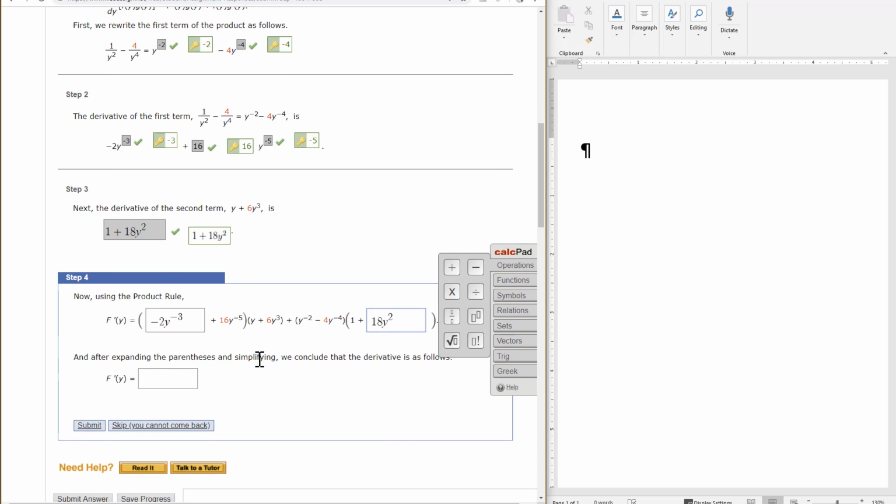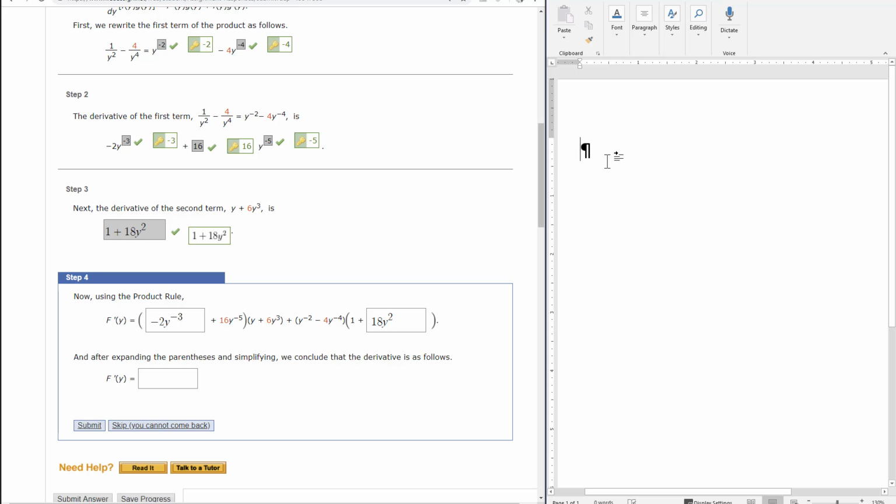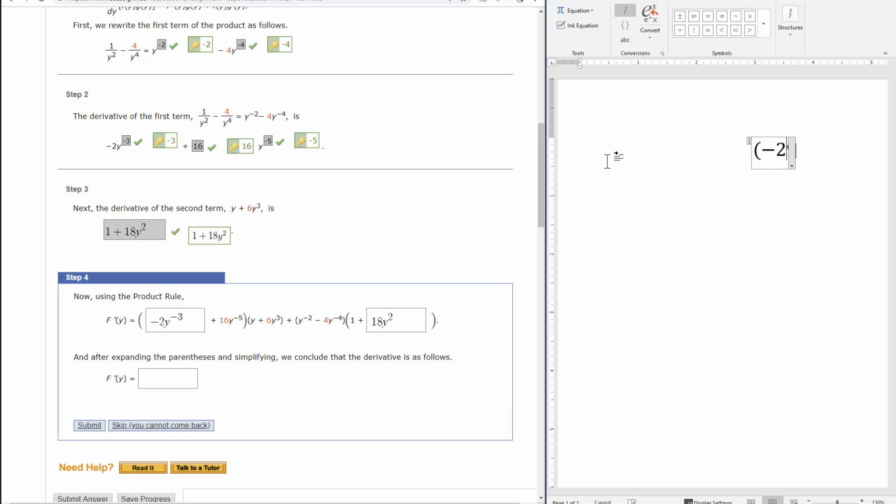After expanding the parentheses and simplifying, we can conclude the derivative as follows. Okay, so I think they want us to simplify a little bit. Let's take our time with that. Let's write it all out. Minus 2y to the negative 3 power plus 16y to the negative 5th power times y plus 6y to the third.